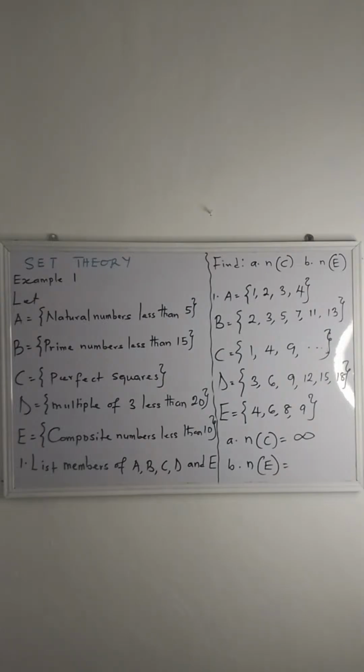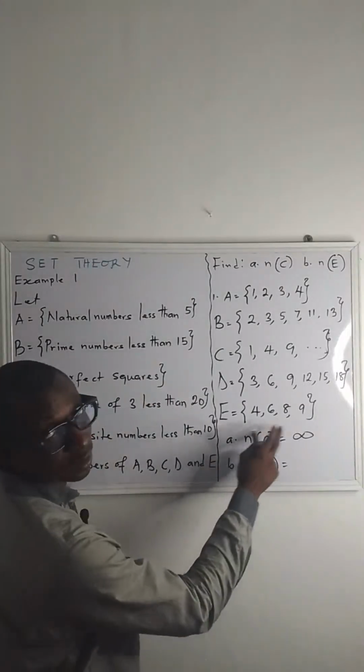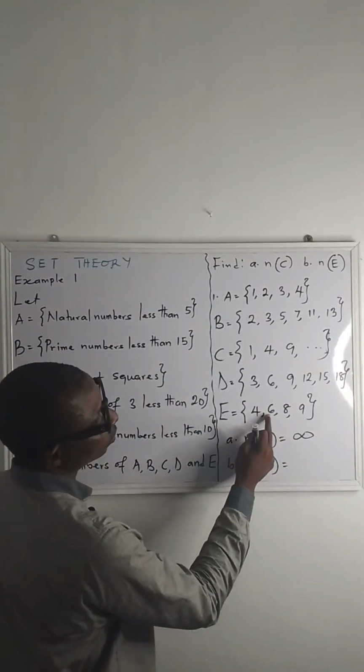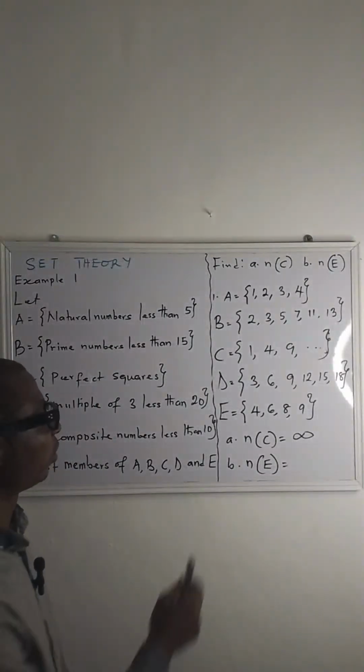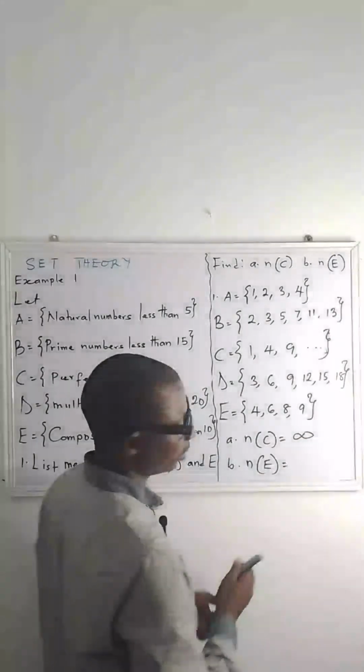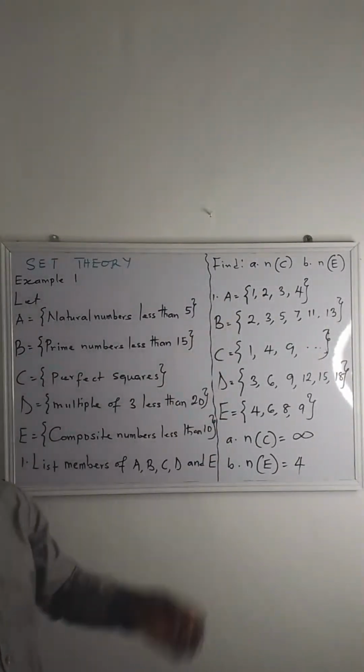All right, the number of elements in set E. Let's go straight to set E and make a count. 1, 2, 3, 4. So we have 1, 2, 3, 4. That's all, so the answer is 4. And that is the answer to this problem.